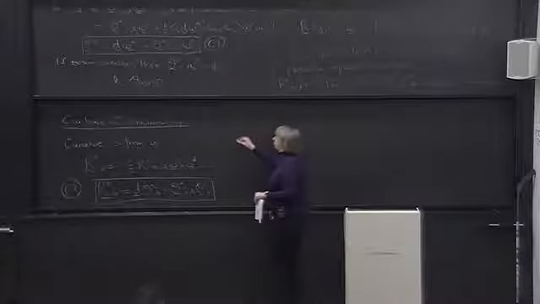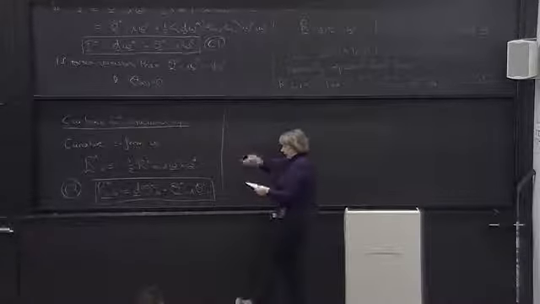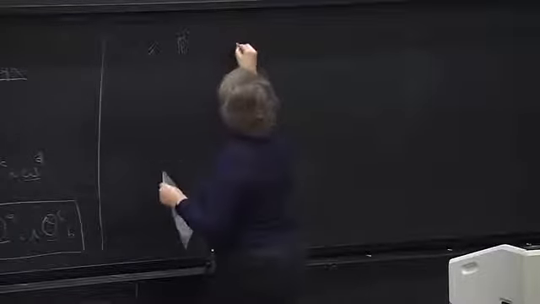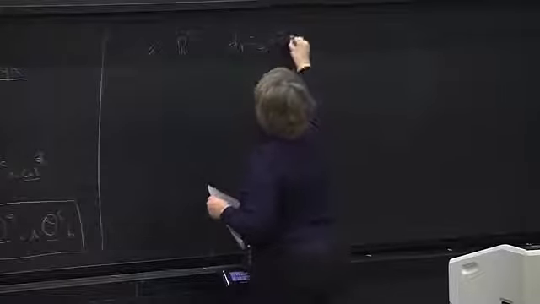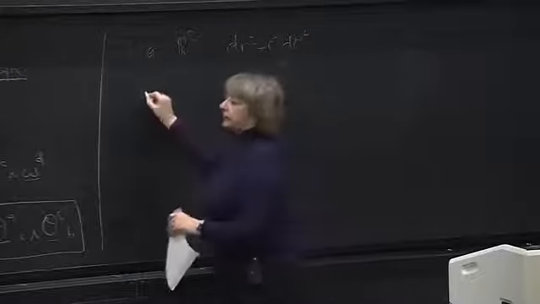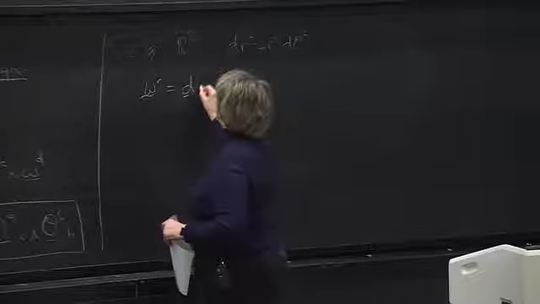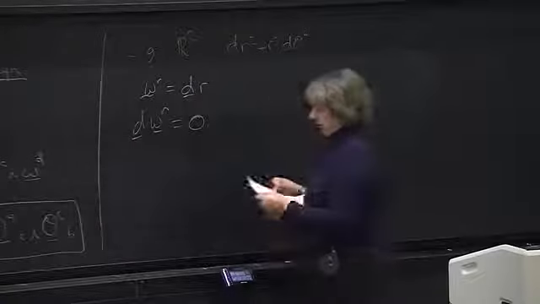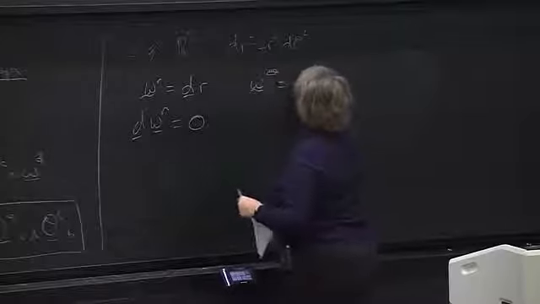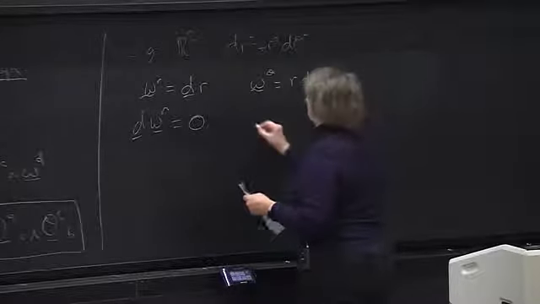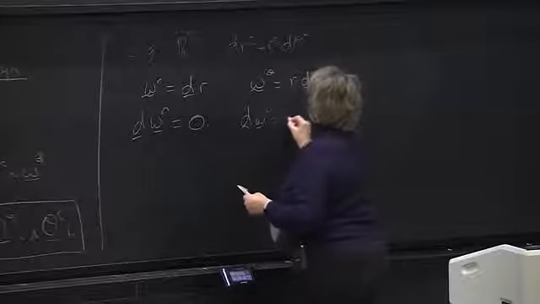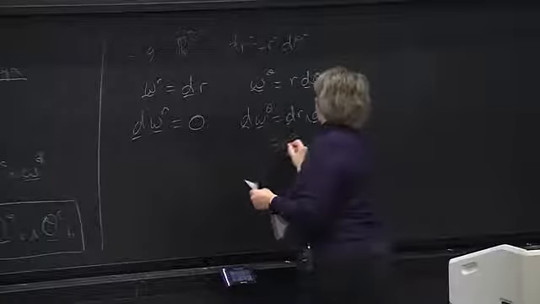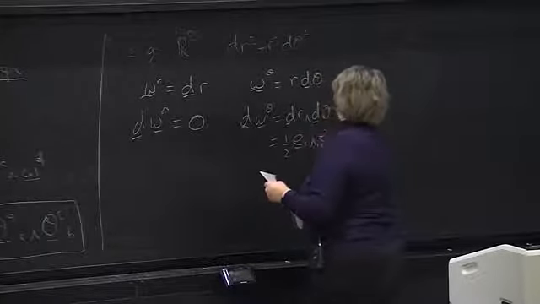So just to do a very simple example, let's look at R squared in polar coordinates. I've already said that I'm going to make omega r equals dr. So that tells me d of omega r is 0, because d squared is 0. Omega theta is going to be r d theta, and d of omega theta is therefore dr cross d theta, which is 1 over r e_r cross e_theta.